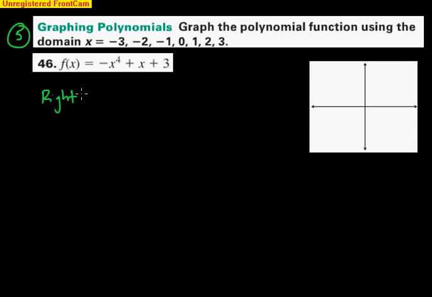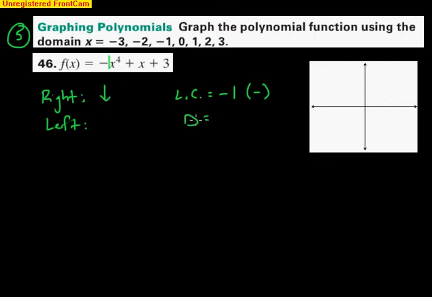So, the right side and the left side. This is the end behavior. To identify the right side, we look at the leading coefficient. And the leading coefficient in this case is that negative 1. That is a negative number. That means my right arm is down. So the right side is going down.